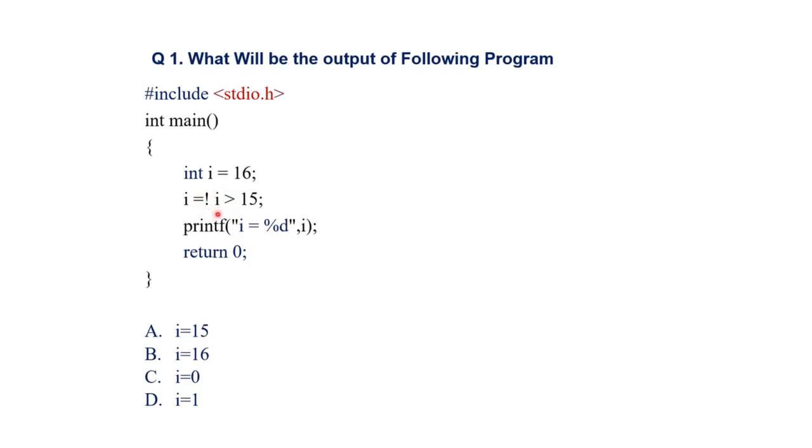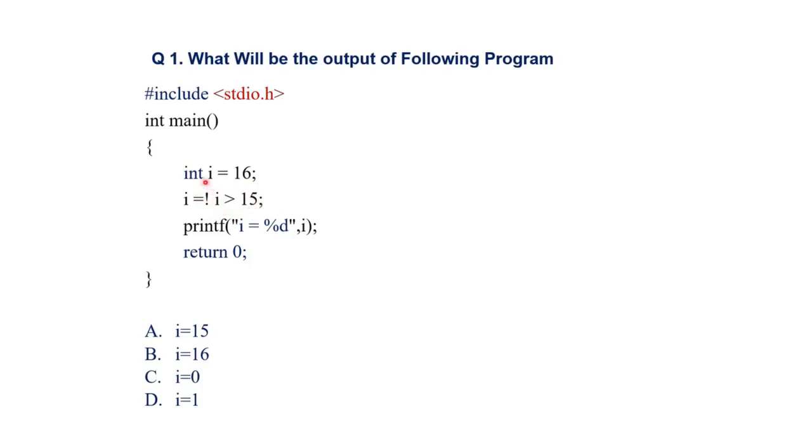Here 16 is a positive integer value, which is always treated as the value true. Every positive integer value is treated as true, and therefore not true becomes false, and false is represented with the integer value 0. Hence this expression becomes 0 greater than 15. This condition will become false, and false is represented with the value 0.